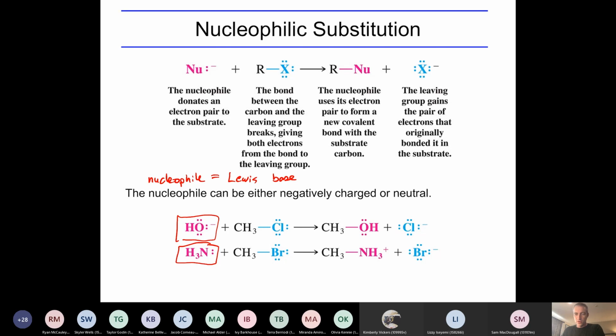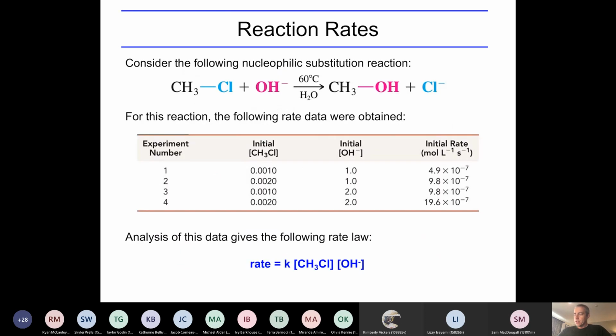Yeah, this is why we teach Lewis bases and Lewis acids. Partly, they have other uses as well later on. But yeah, the nucleophile can be negative or neutral. The required factor, though, for a nucleophile is it has to have a lone pair. And we'll be looking at many examples of these, so you don't have to memorize specific things off this slide or anything like that. Okay, so let's look at an example.